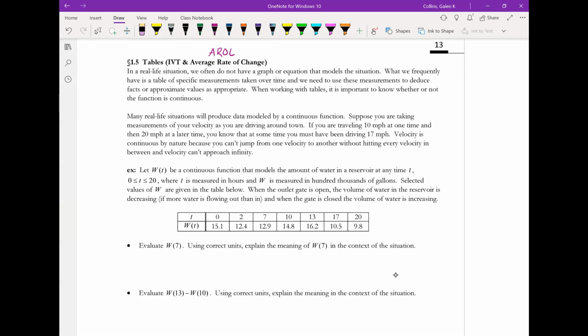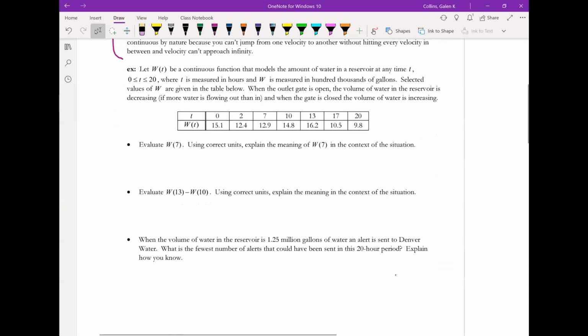So first of all, I'm going to assume that you have read this text. If you haven't, pause the video and read it real fast. I'm going to jump into this first example, and then we'll spend a little more time talking about IVT on the next page. So let's let this function w of t be a continuous function.